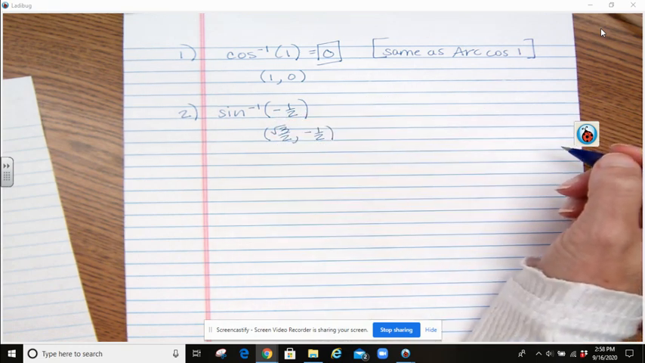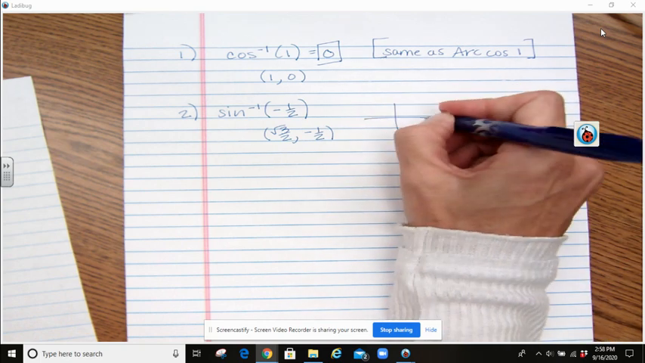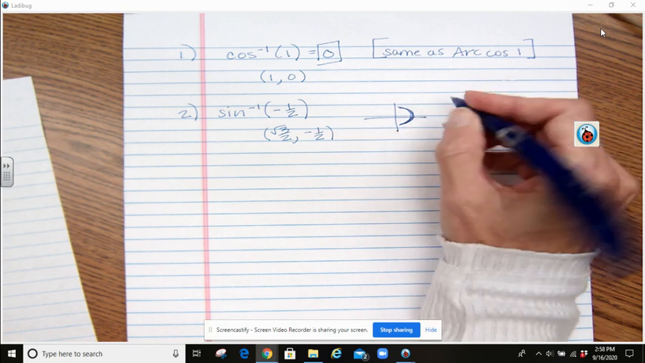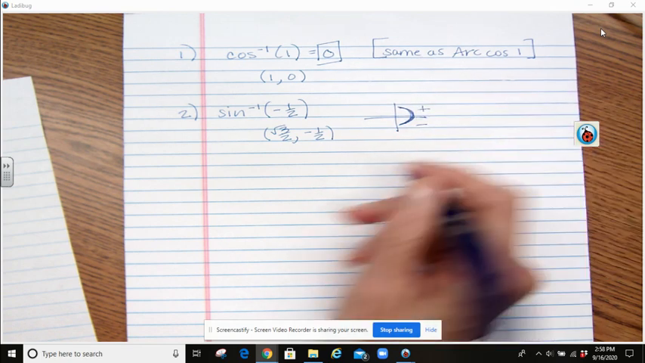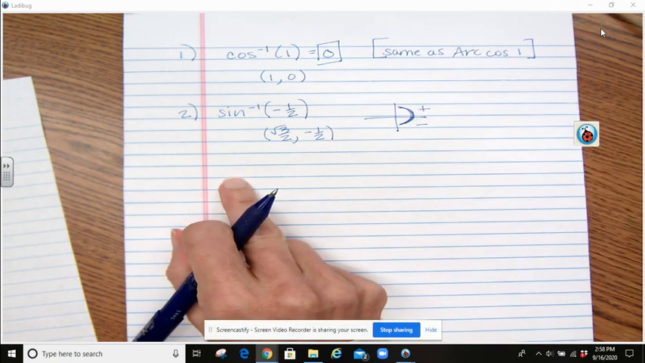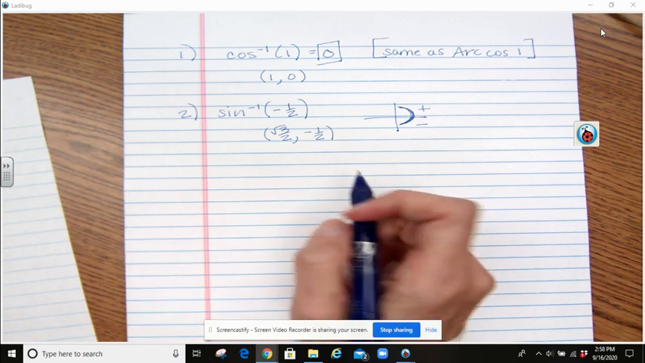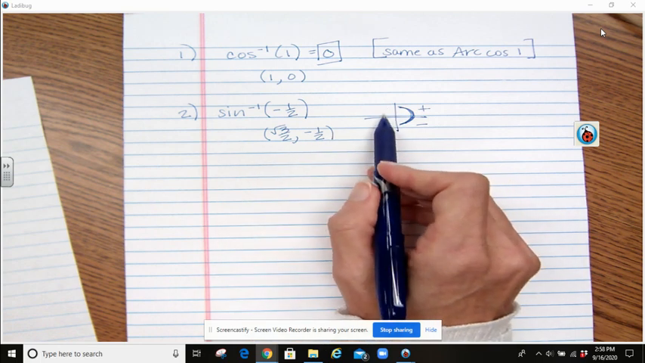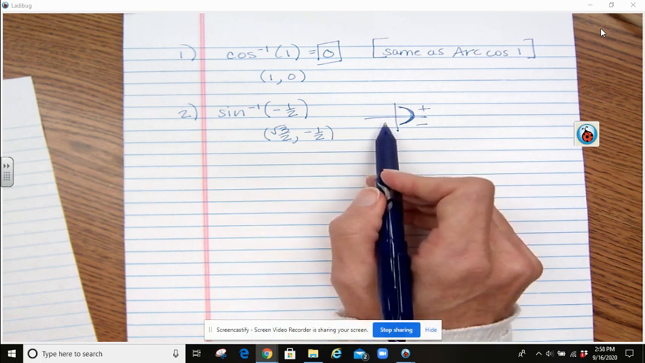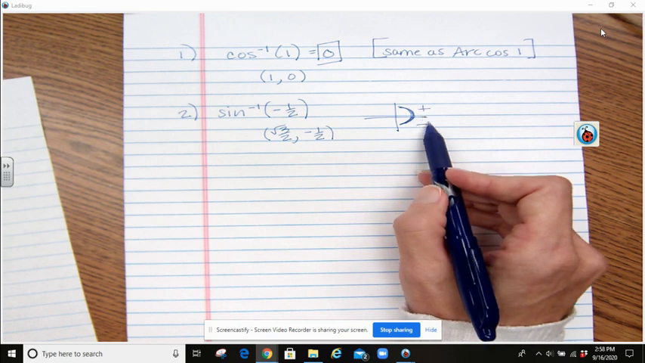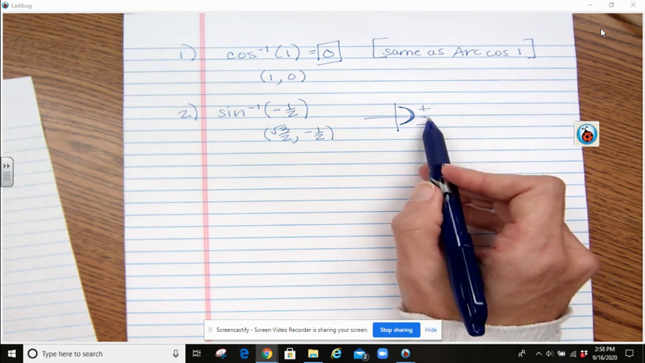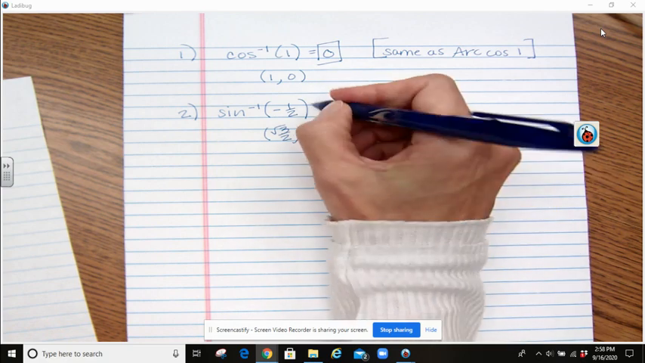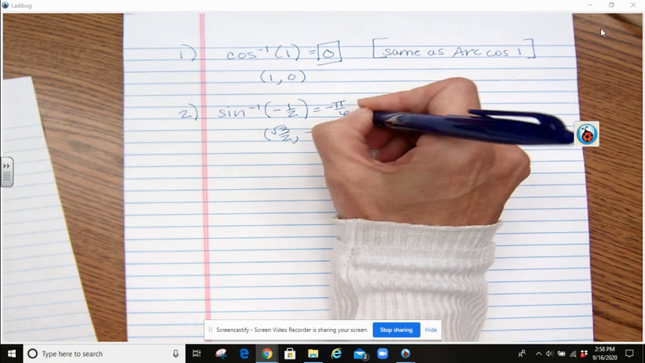So what angle gives me that ordered pair? Remember, sine has to stay in the first and the fourth quadrant. It's positive in the first and negative in the fourth. So I need to name an angle in the fourth quadrant. Well, I would normally say 11 pi over 6, but 11 pi over 6 has to go through forbidden quadrants. So I can't say that. I just have to stay at the positive x-axis and go clockwise. So instead of 11 pi over 6, I'm going to say negative pi over 6.